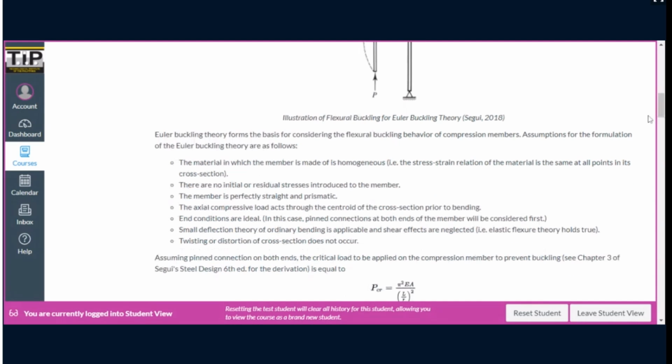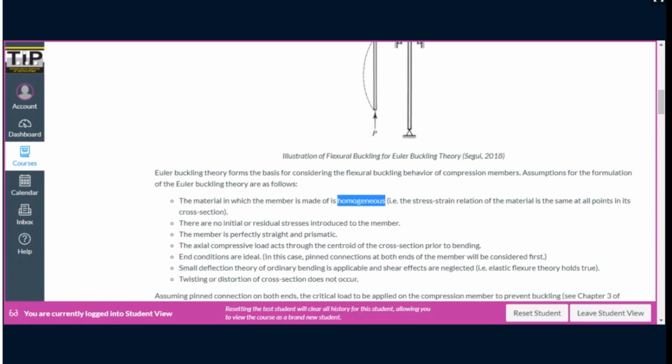First, the material is homogeneous, meaning the material properties are the same at all parts of the member. Next, there are no initial or residual stresses introduced to the member, so no thermal stresses, no initial loads, etc. Next, the member is perfectly straight and prismatic. When we say prismatic, the cross section is constant: same shape, same dimensions, same cross-sectional area, and other section properties.